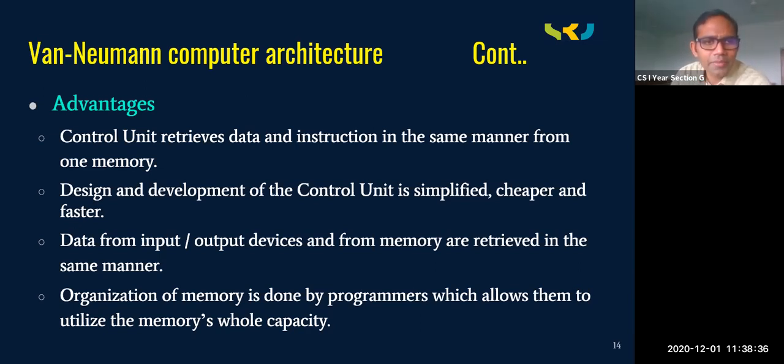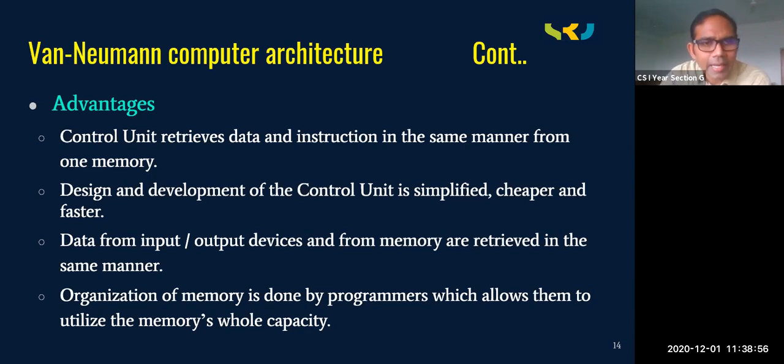Control unit retrieves the data. In von Neumann architecture, the control unit retrieves the data and instruction in the same manner from one memory. It is not going to distinguish data part and control part. Everything is considered the same. In whatever manner it receives, it is going to disseminate in the same fashion.